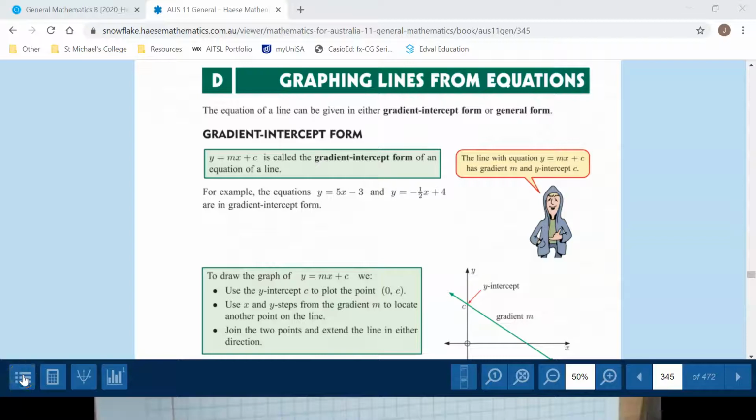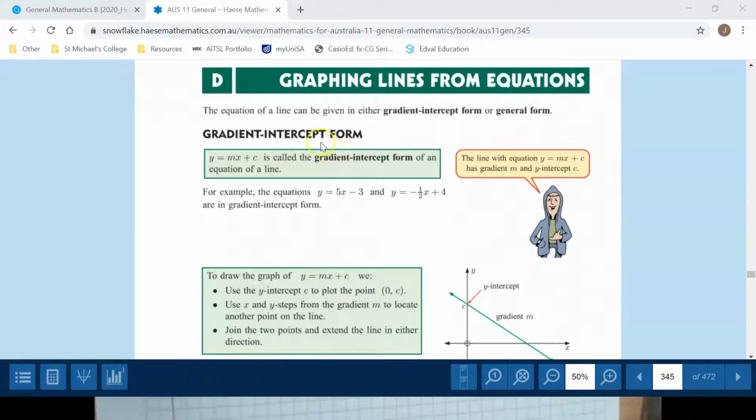So last lesson we started looking at linear functions and linear relationships. This lesson we're going to build on that, and rather than being given a graph, you're actually going to use the equation of a line to draw the graphs. Now, there's two different forms that you could expect to see.